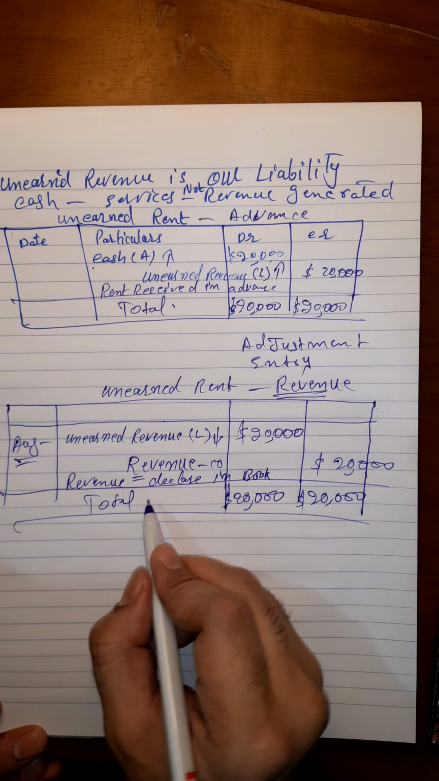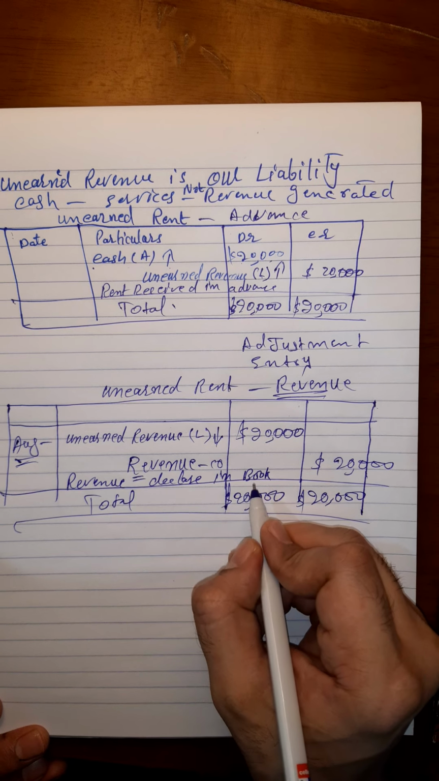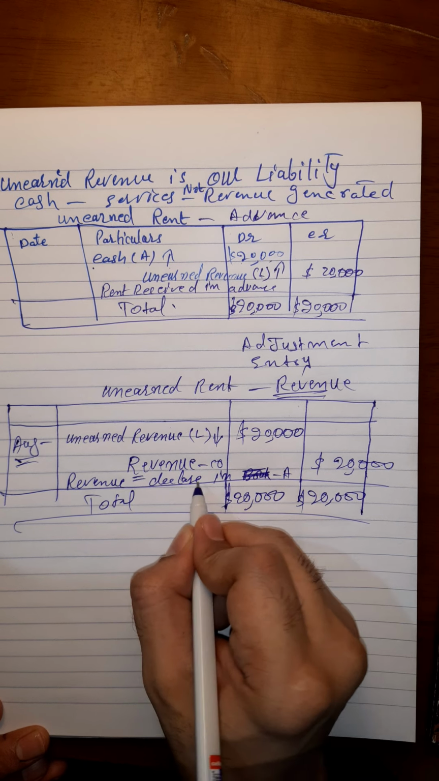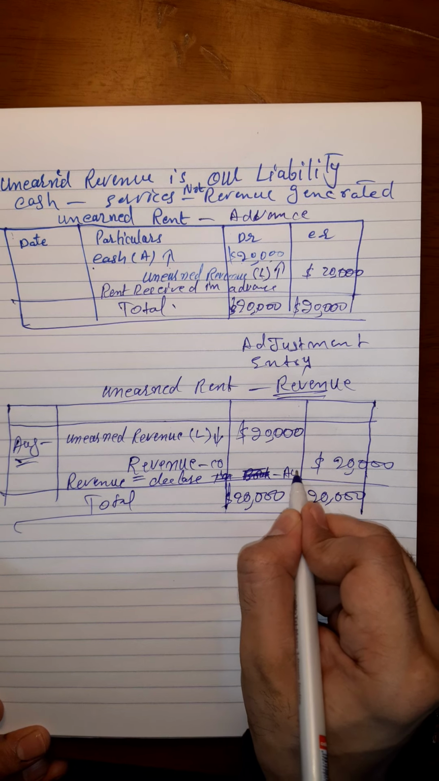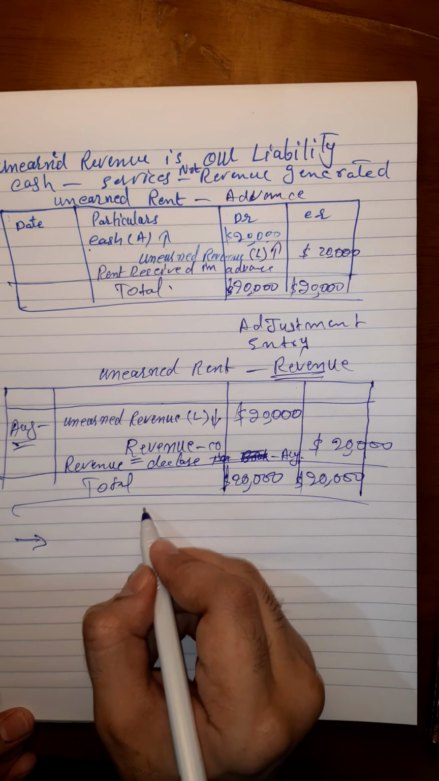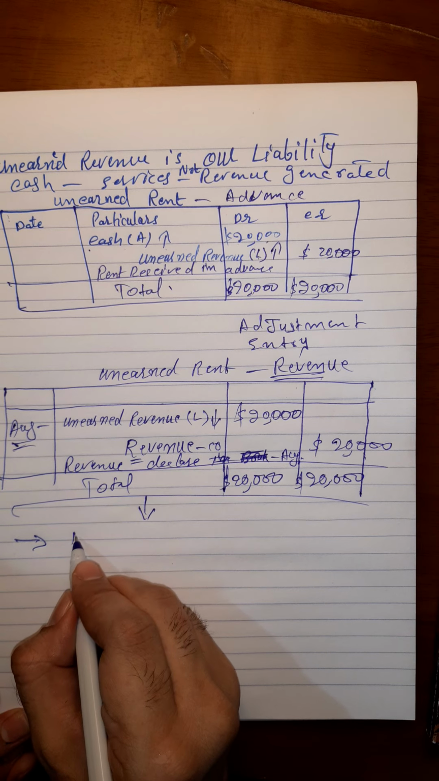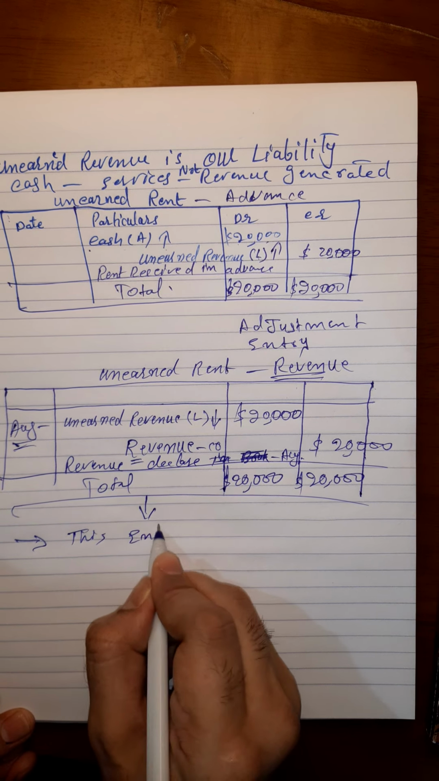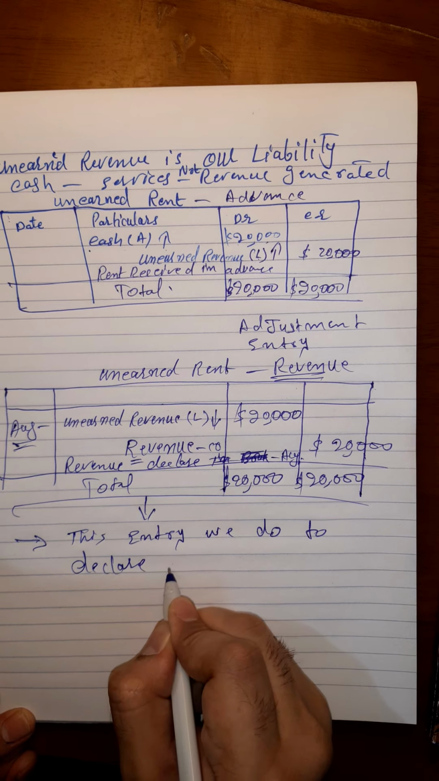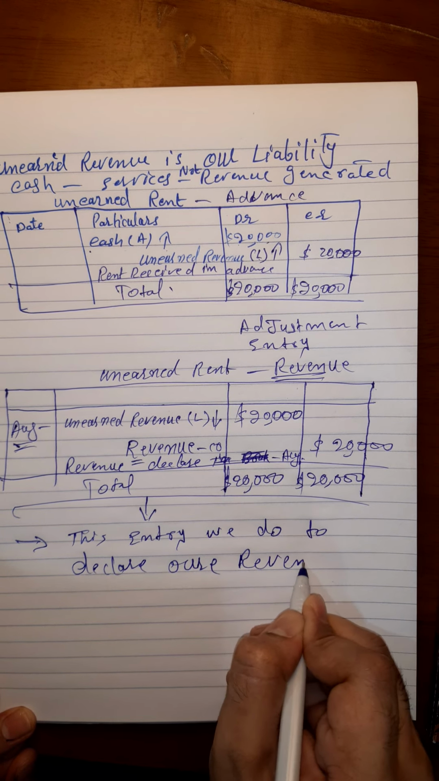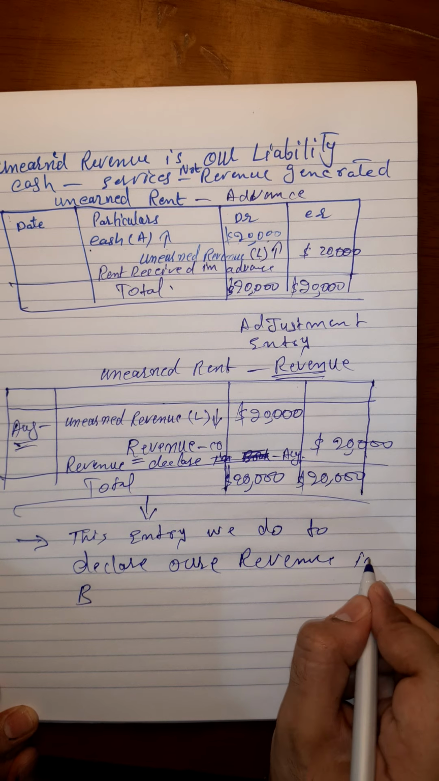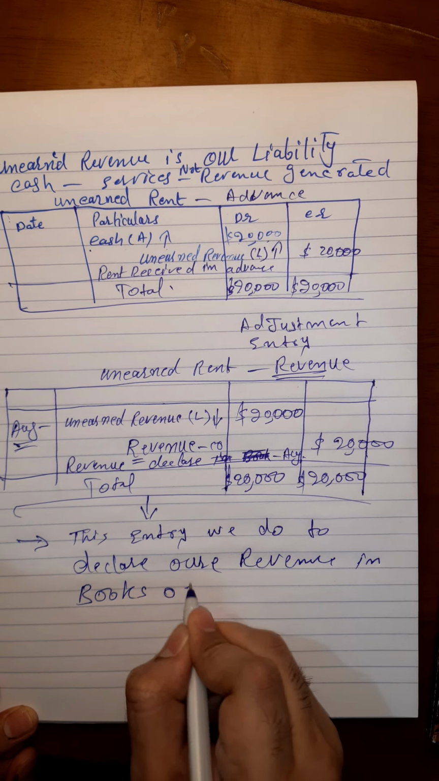So here I write revenue declared in books for August. Here I give this main important point: this entry we do to declare our revenue in the books of accounts.